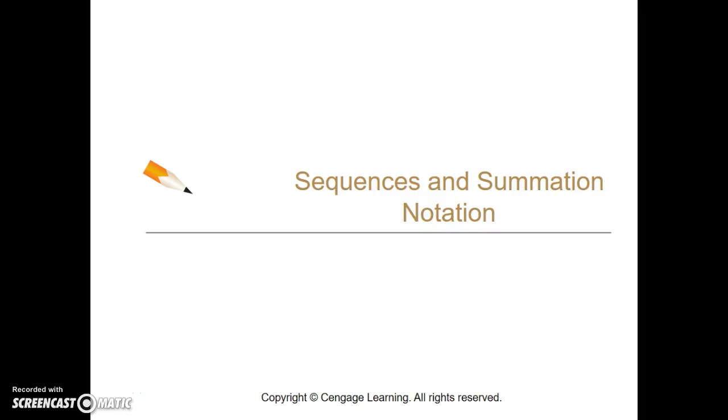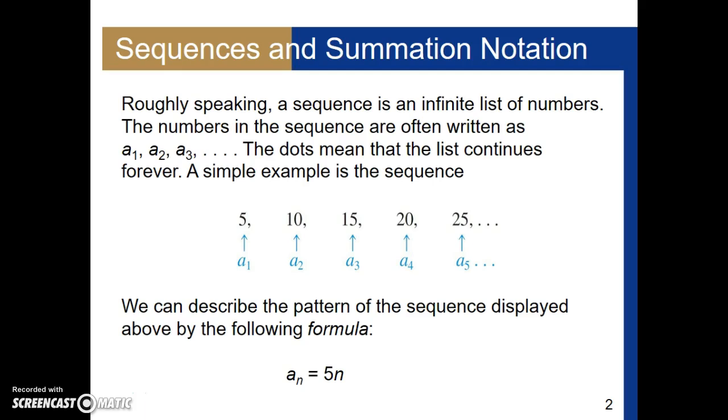We're going to talk about sequences and series and summation notation. Now, sequences are a set of numbers. It's an infinite list of numbers that have some sort of relationship. We usually call each element in the series by its position in the series. The first term we'll call a sub 1, the second term a sub 2, and you can see it just keeps going and going and going.